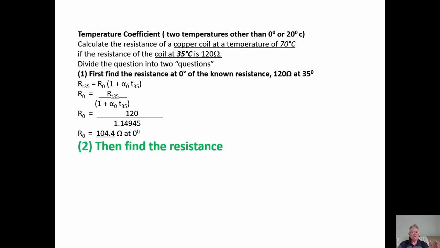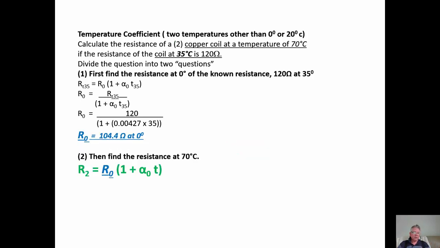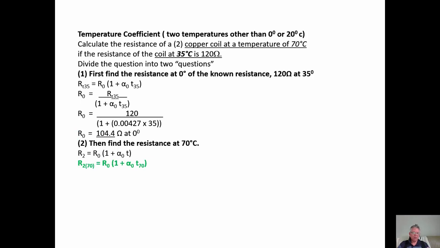Now the second question is the resistance at 70 degrees centigrade. So at 70 degrees centigrade, we apply the formula R2 equals R at 0, and in brackets 1 plus alpha at 0 and the temperature that it's going to. In this case, it's going to be 70. So RT, the resistance at 70, is going to equal the resistance at 0 multiplied in brackets 1 plus alpha 0 and temperature 70.